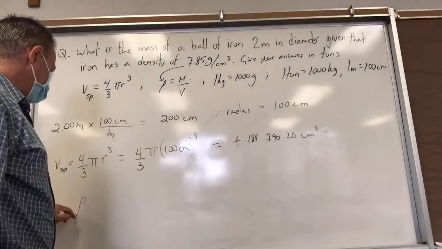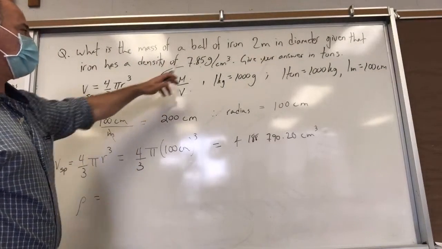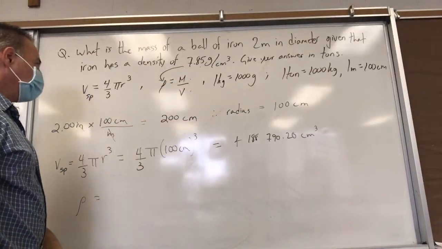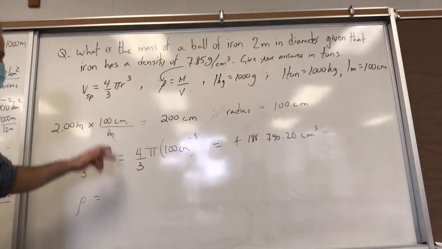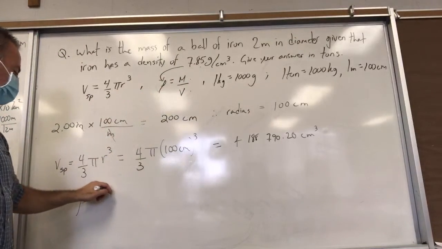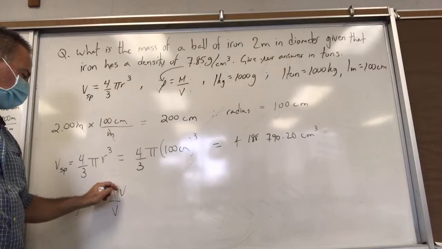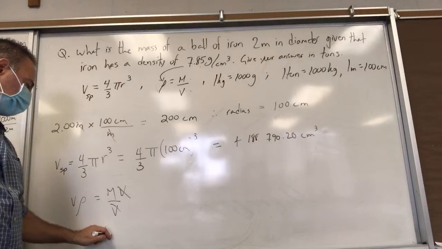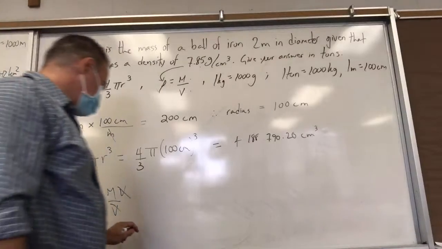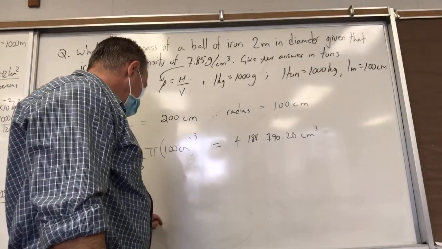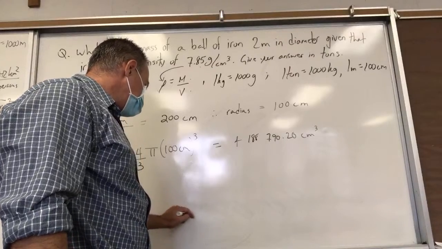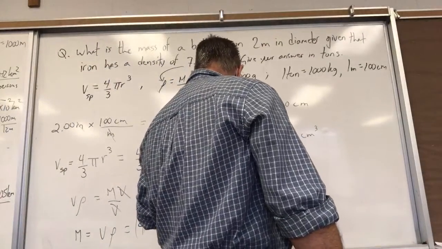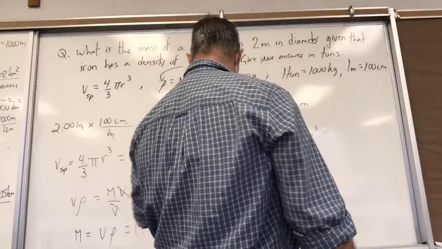Anyway, density equals mass over volume. Now we know the density is 7.85 grams per centimeter cubed. We know the volume because we just calculated it. So we want to solve for mass. We can rearrange this equation by multiplying by v on both sides. That causes the v here to cancel, and then we get, after simplification, the mass is equal to the volume times the density. So let's put in the volume, which we just calculated, 4,188,790.20 centimeters cubed, and we'll multiply that by the density of iron, which is 7.85 grams per centimeter cubed.